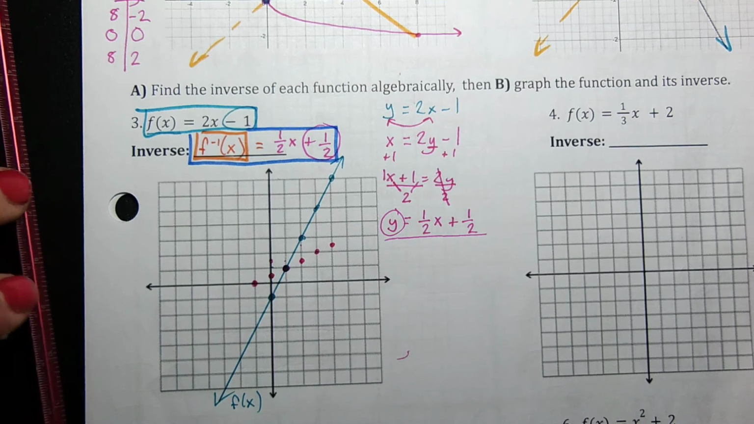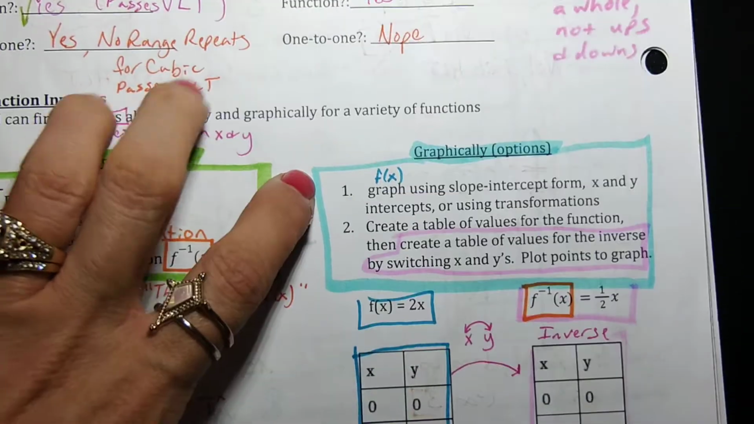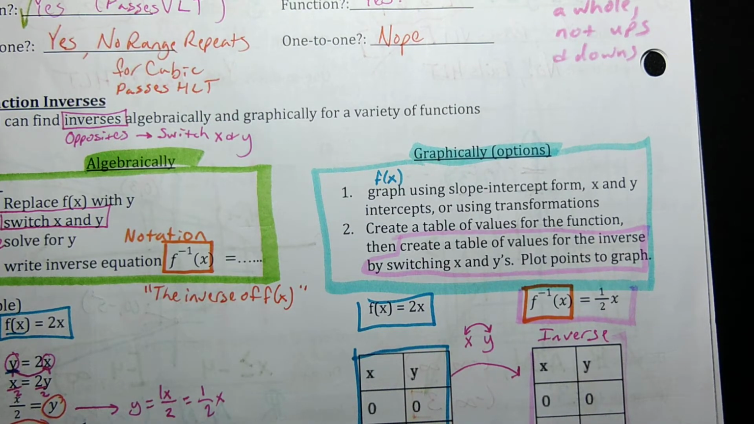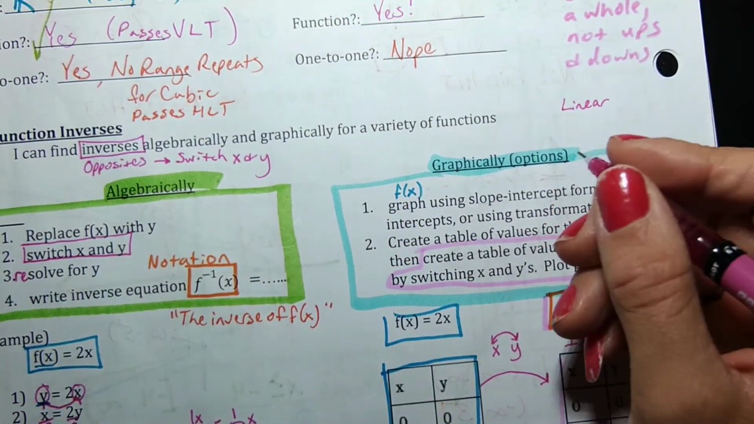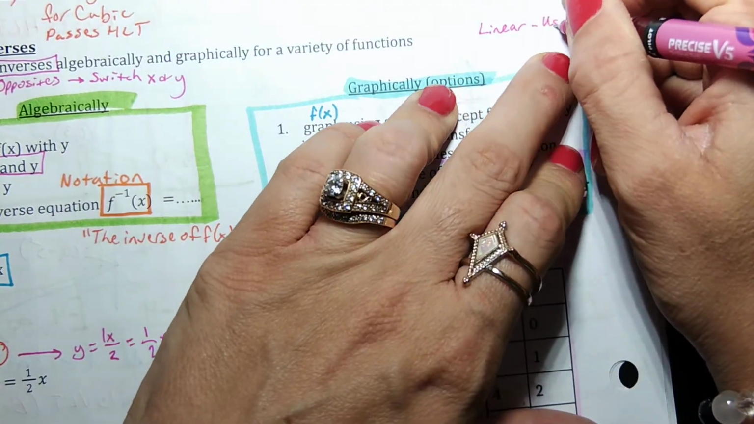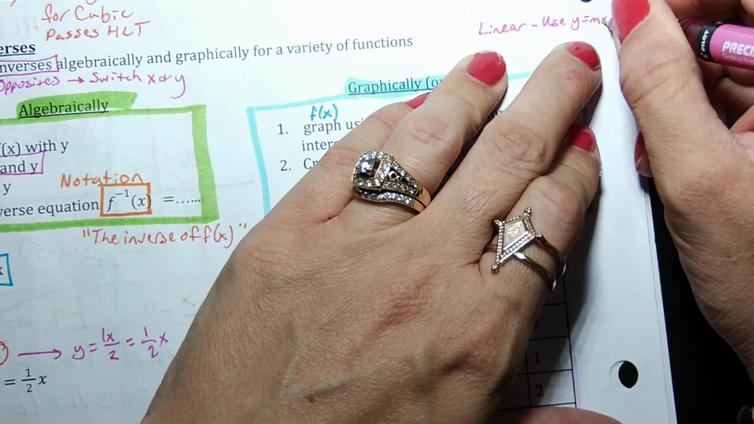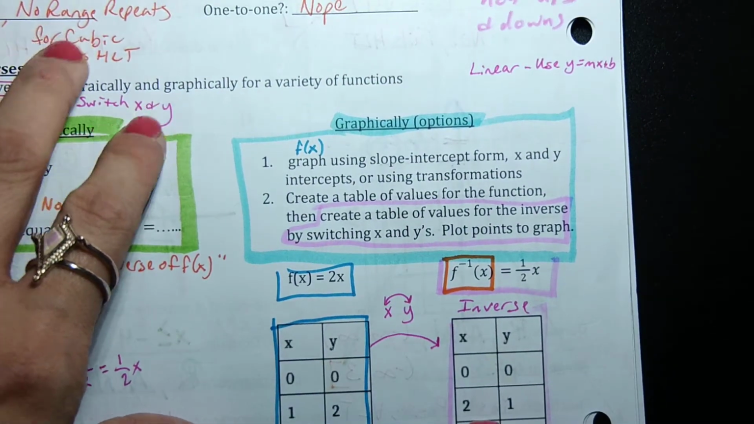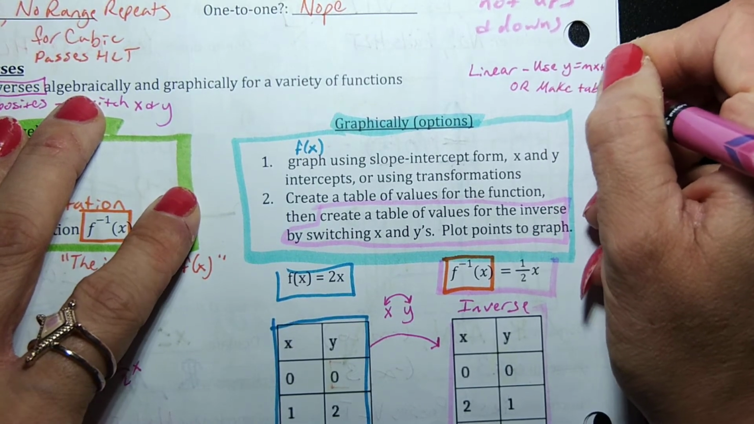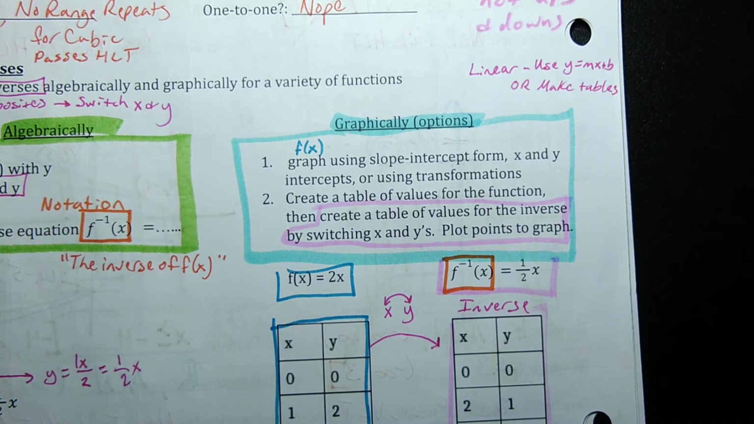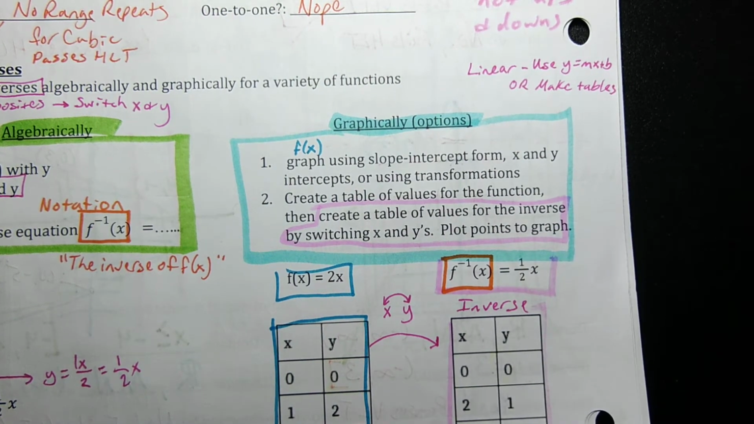And where can we write this? Let's actually flip back a page to where we have these graphical instruction options. For lines or linear functions and their inverses, you can use y equals mx plus b for graphing, or you can make tables using inputs and outputs and then invert them. Totally up to you. Slope-intercept form is from the last unit, but if you like finding those exact points and then flipping them, that works too. So you can use y equals mx plus b, or make tables.